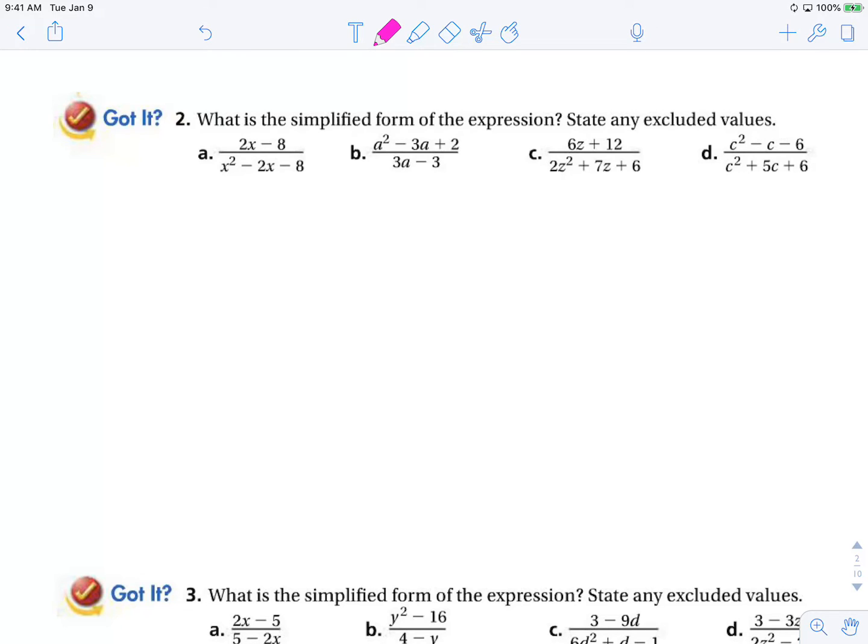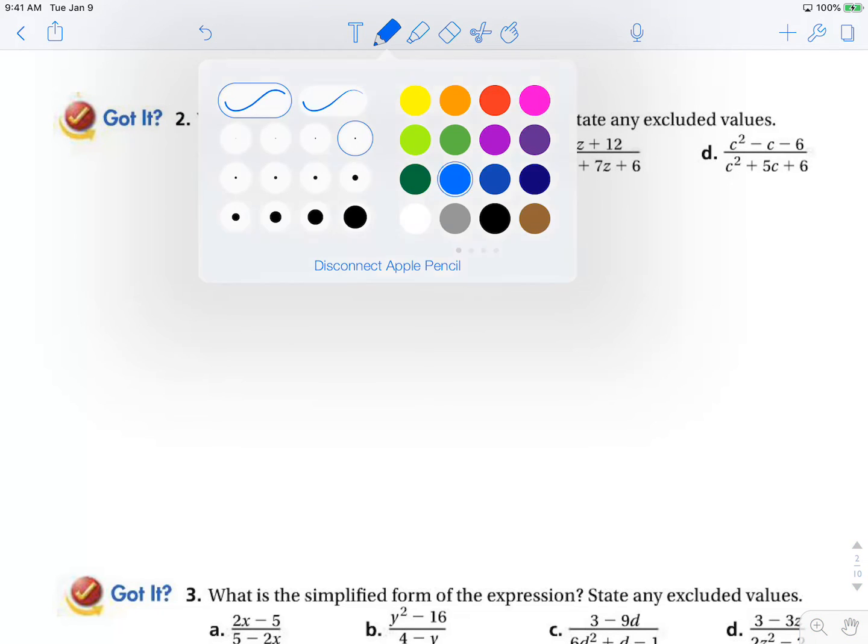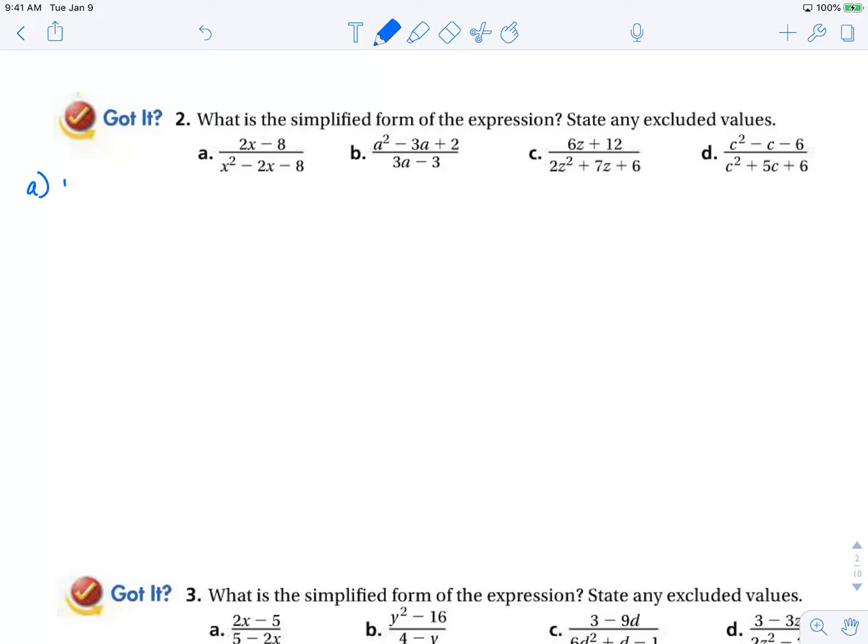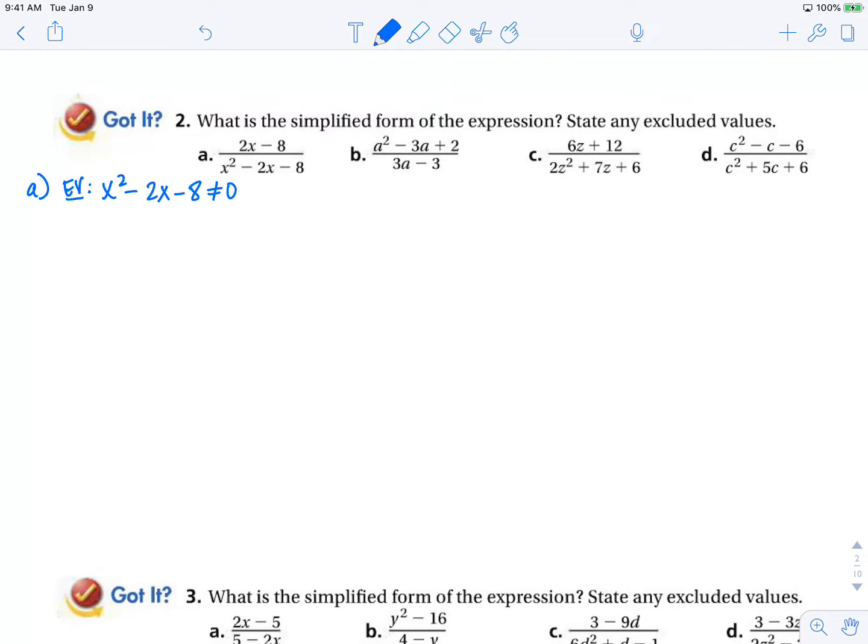What is the simplified form of the expression? State any excluded values. So now in part A, we know our excluded values. We want to make sure our denominator does not equal 0. So now when we have this quadratic equation here, you can solve by either factoring or the quadratic formula.